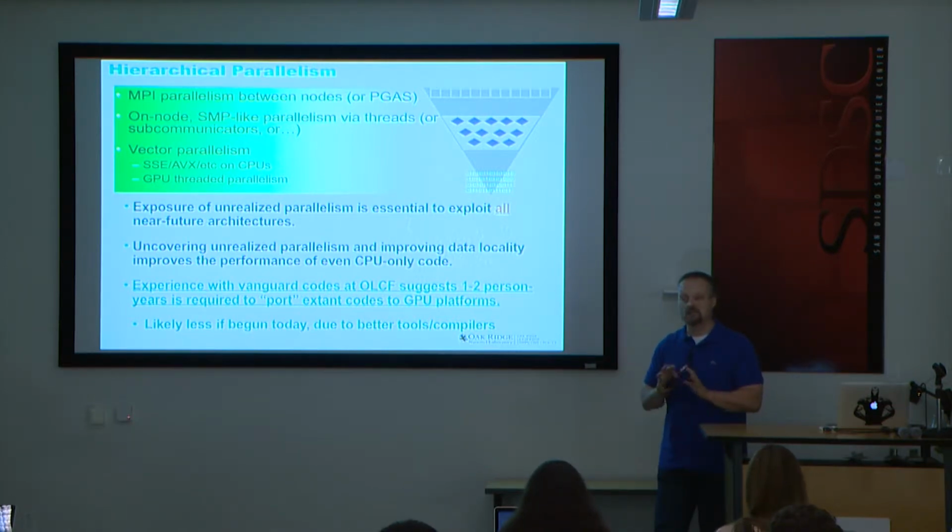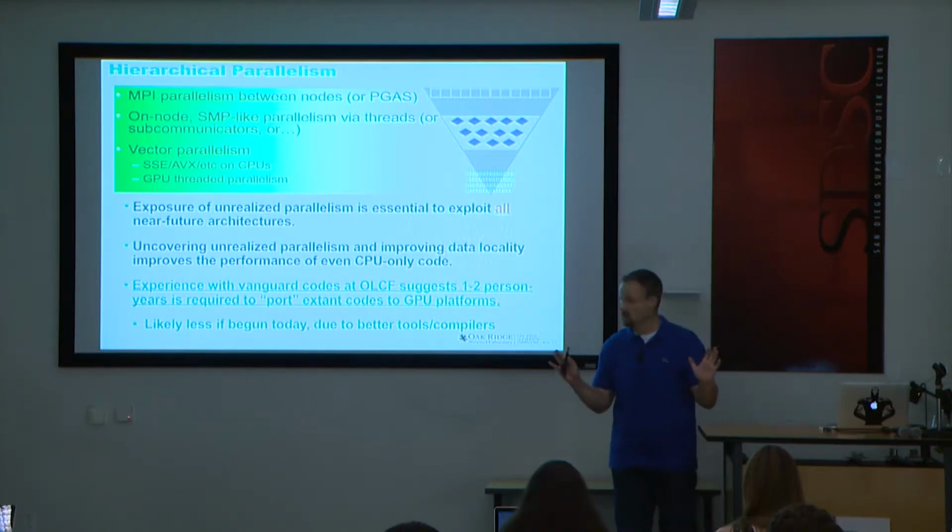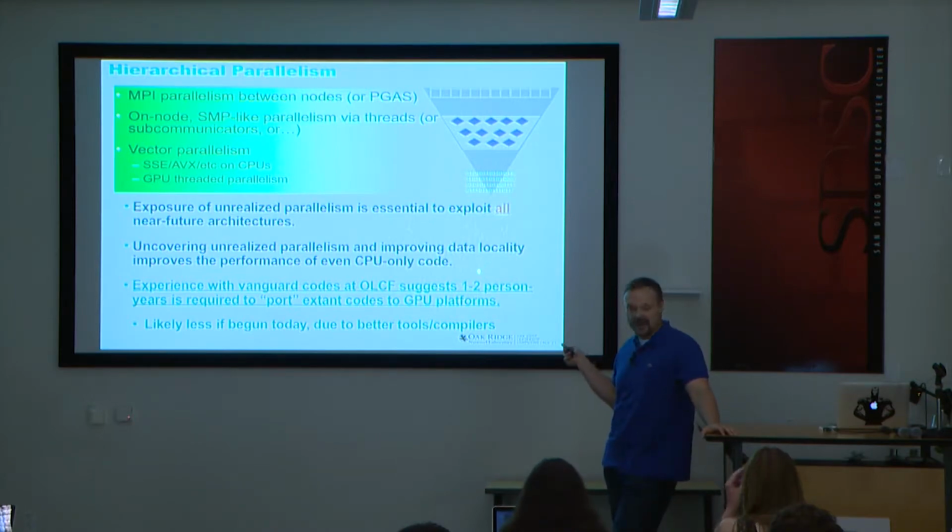And it doesn't matter if it's a GPU, it doesn't matter if it's a Phi, it doesn't matter if it's a CPU machine. And uncovering unrealized parallelism and improving data locality, because moving data is expensive, it costs power, flops are essentially free in the modern world, improves the performance of even CPU-only code.